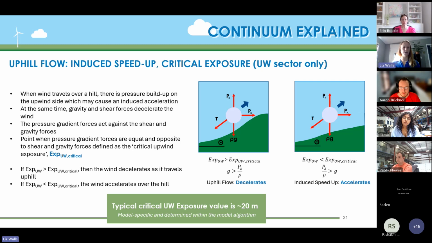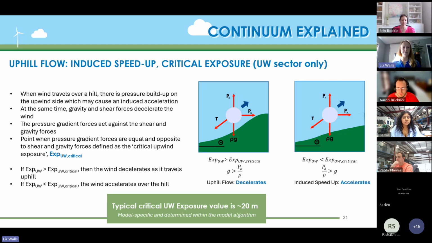We're fighting against the shear forces as well. And those pressure gradient forces are acting against the shear. So it's like a push and pull between these different forces acting on the air as it travels uphill. And so in the continuum model, what we say is that the point at which the pressure gradient forces are equal and opposite to the shear and gravity, so the forces that are pushing the wind and the forces that are pulling the wind back, the point at which those are exactly the same but equal and opposite, that is when we have the critical upwind exposure.